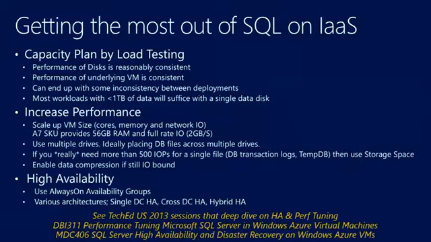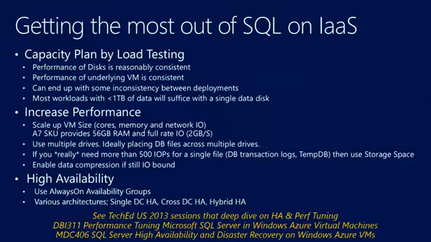You're going to want to use multiple drives, ideally using file groups to place files across those multiple drives. But if you really need more than 500 IOPS out of a single file, say tempDB or usually transaction logs, then you can combine multiple drives and spread that traffic over multiple drives. Don't use native operating system striping, do use Storage Spaces. And if you are still I/O bound, it's worth turning on data compression as well.